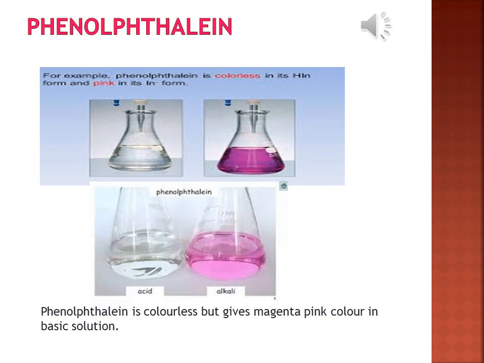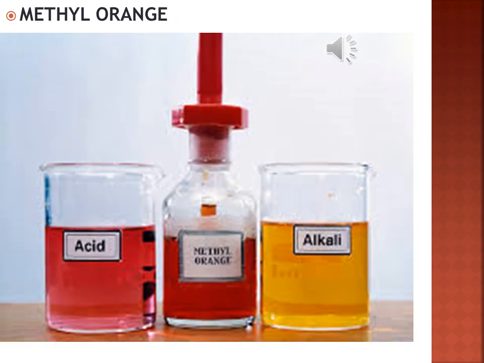Phenolphthalein is a synthetic indicator which gives a beautiful magenta pink color when it is dropped in an alkaline medium, but the color changes to colorless if acid is added. So in acid there is no color change of the phenolphthalein, and in basic medium it will give us the magenta pink color. Methyl orange, a synthetic indicator, gives red color with acid and yellow color with an alkali or any base. For example, sodium hydroxide is going to give yellow color.